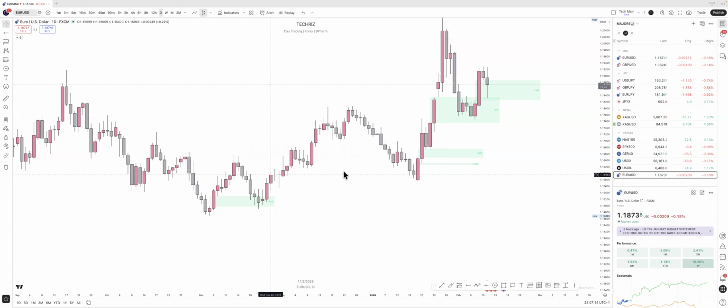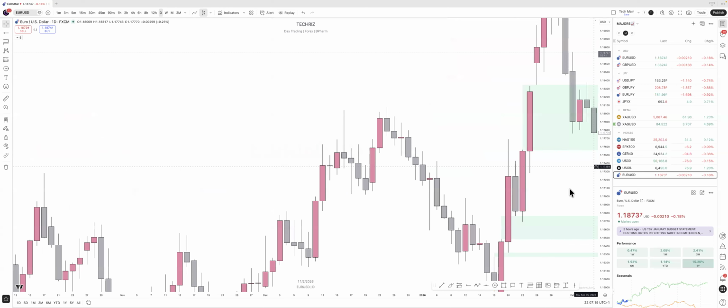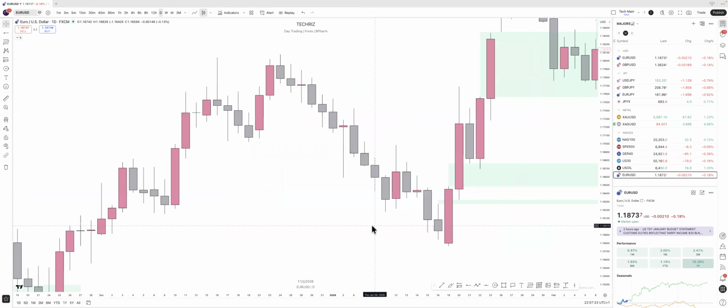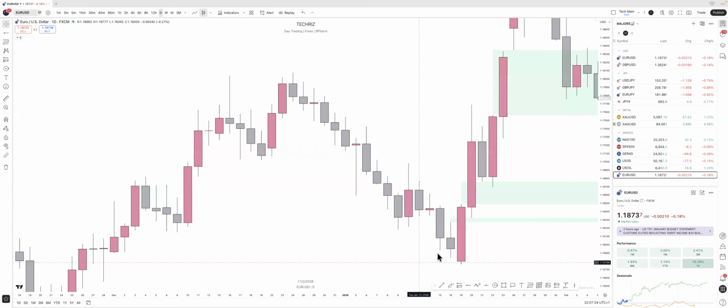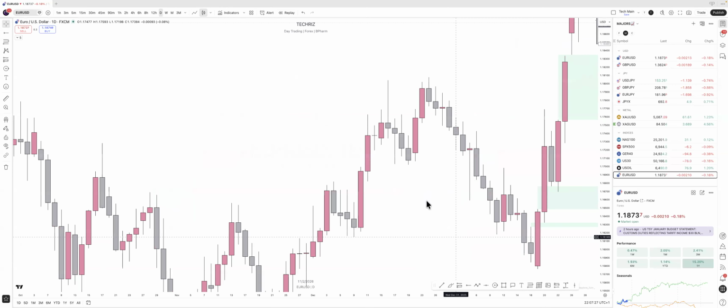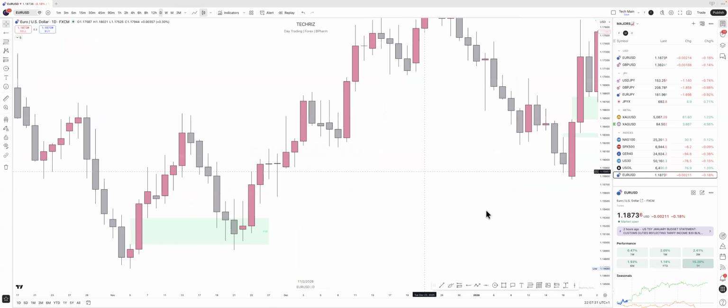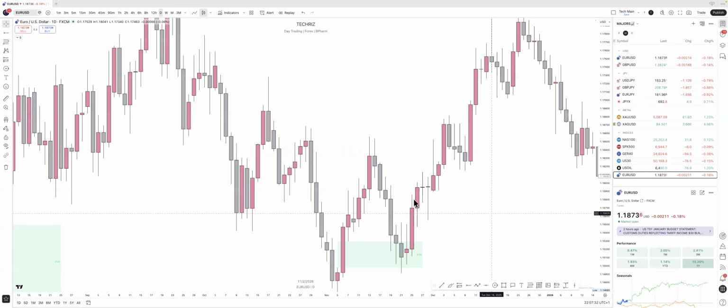FXCM has by far the worst chart. So sorry if you start to see lots of gaps. Trying to look for one on Euro USD. That was super clear. Super clear. All these things I've explained to you.